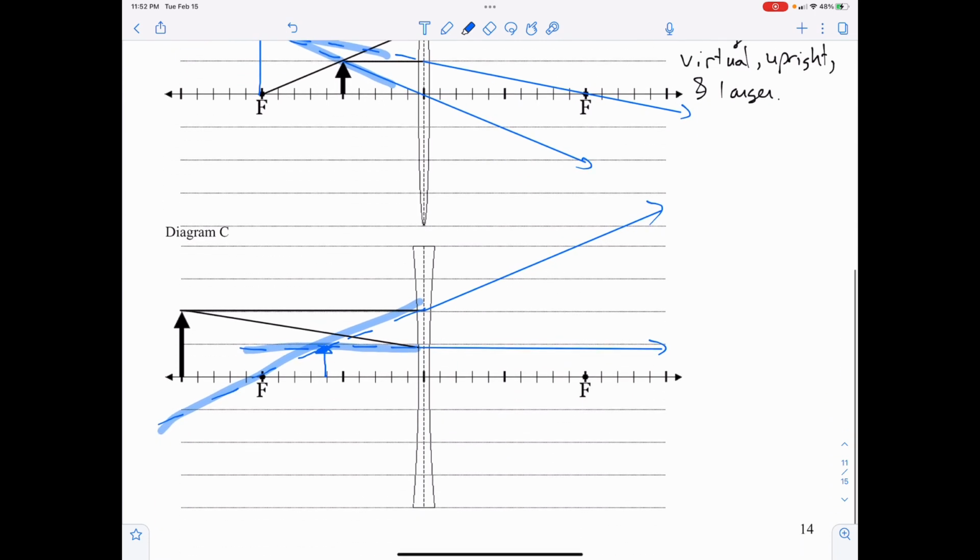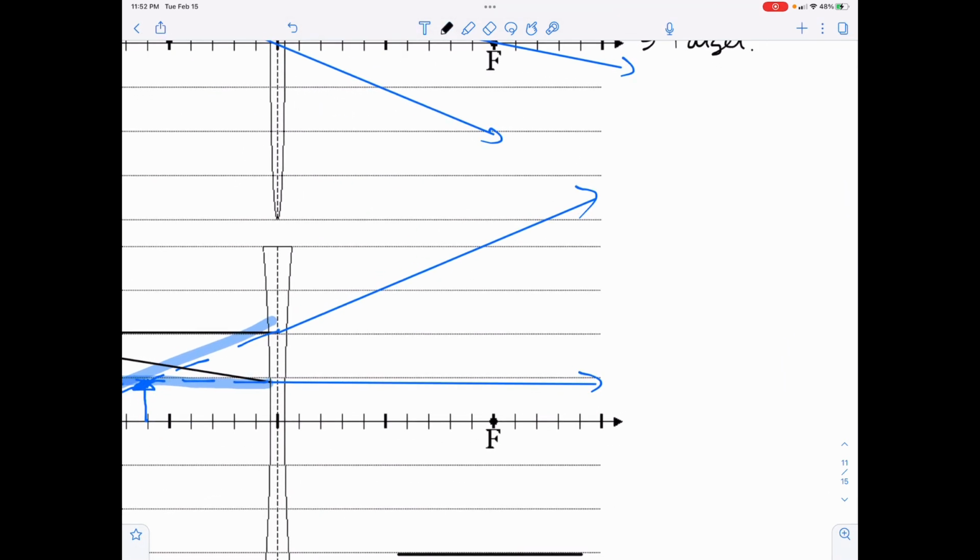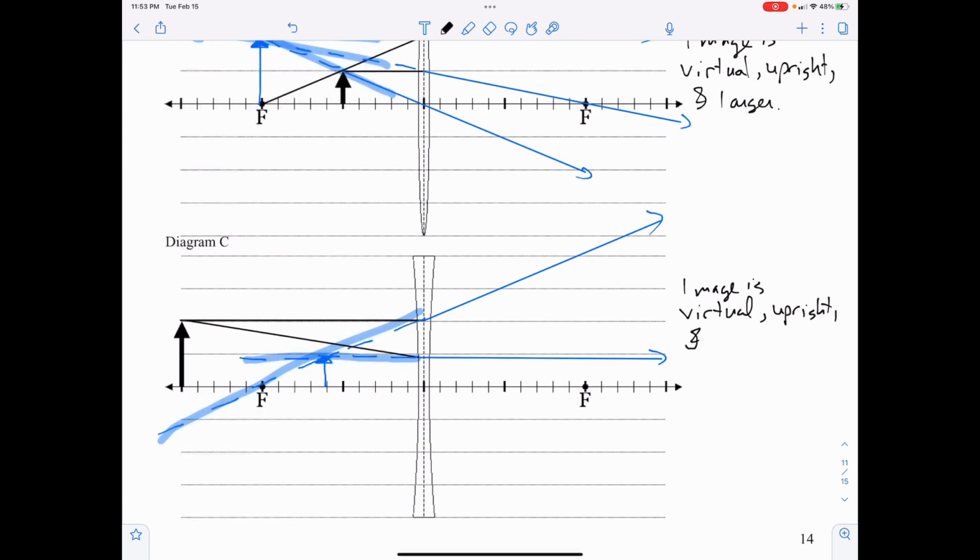So when back rays intersect, we form a virtual image. When refracting rays intersect, we form a real image. So the image for this example is virtual. It's upright. And notice the image is smaller than the object.